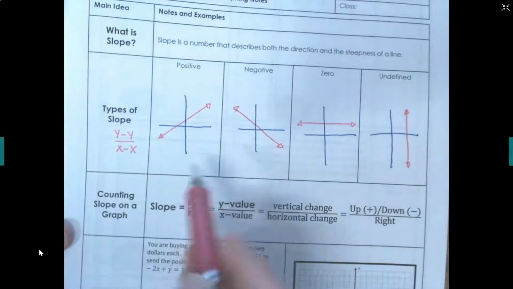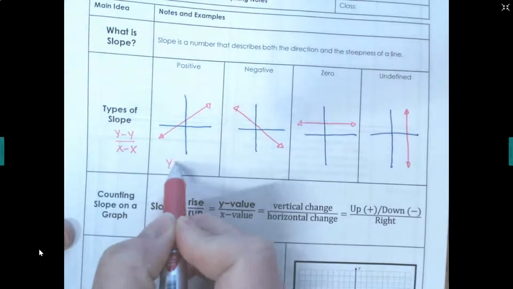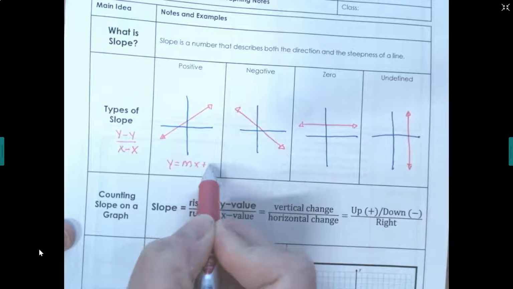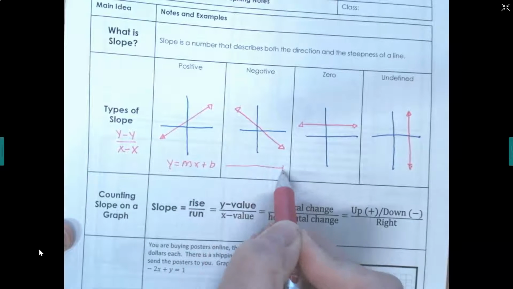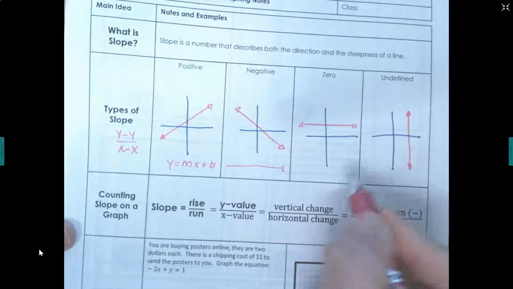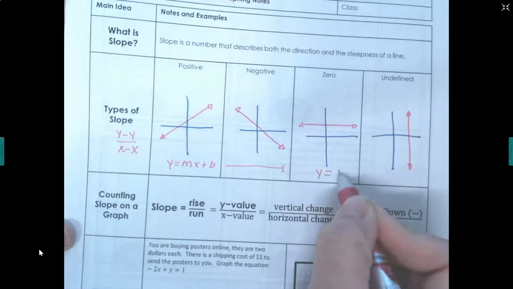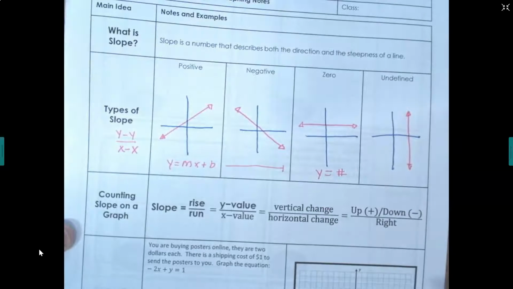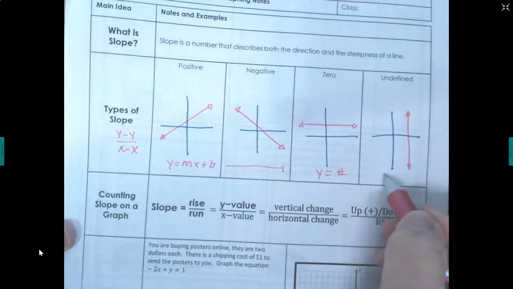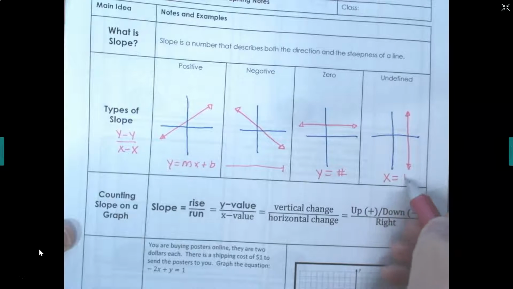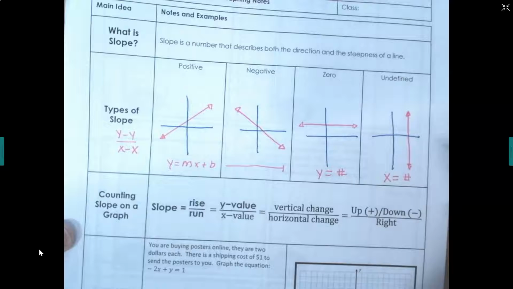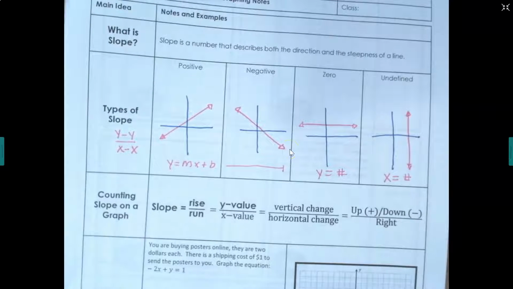Okay, so these will be y equals mx plus b, both of these. A zero slope will be a y equals a number line. Whatever the number is, that's where it's going to go through the y-axis. And an undefined line will be x equals a number, whatever number the x-axis is crossed at.